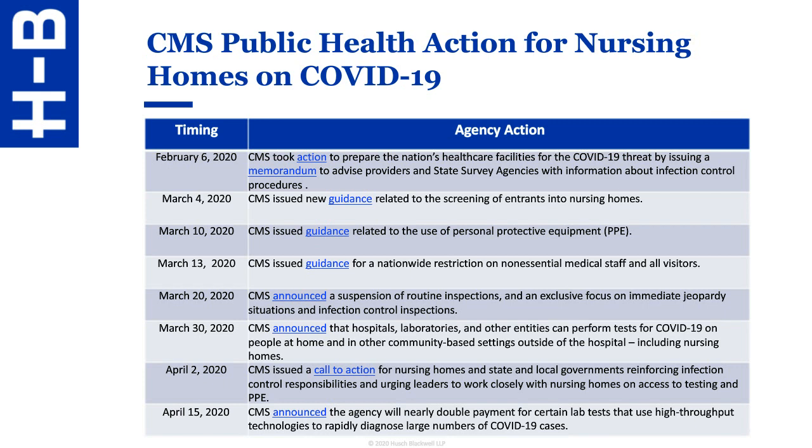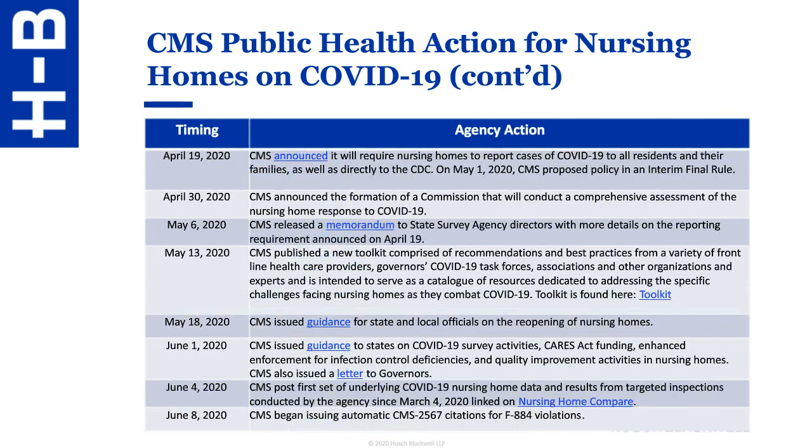And then moving on to the next slide, it kind of goes through actions that occurred all the way up through June 8th, and we've gotten some guidance on the nursing home data and results from targeted inspections conducted by the agency since March 4th, and that is now uploaded to Nursing Home Compare. In June 8th, CMS started issuing citations for F884 violations, which we're going to talk about a little bit more in some later slides. Overall, we thought that this timeline on these two slides was helpful because once you have the copies of the slides, it provides links to a lot of this guidance in memorandum.